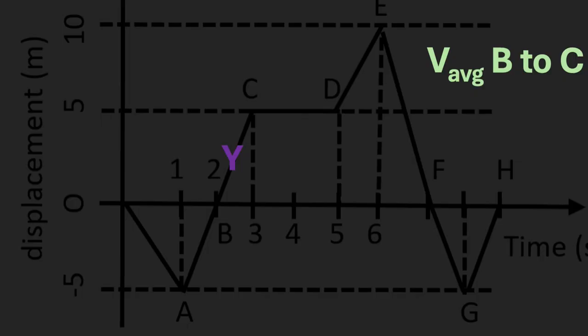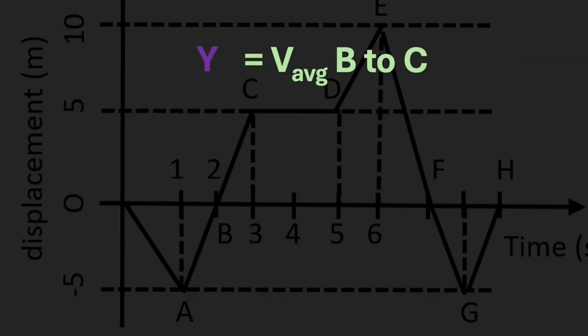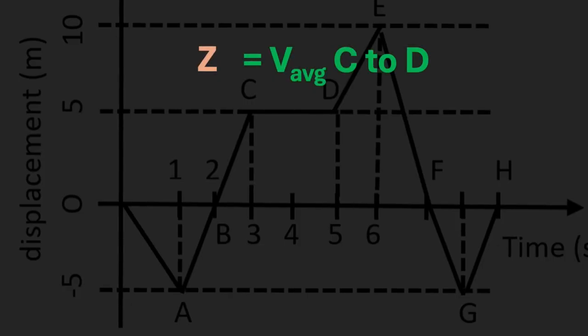Which also would mean that average velocity from B to C will be the same as instantaneous velocity at this point y along BC. And so would be the case from Z being a point on CD. Velocity average from C to D will be equal to velocity instantaneous at this point Z. So velocity instantaneous at Z will be equal to velocity average from C to D.